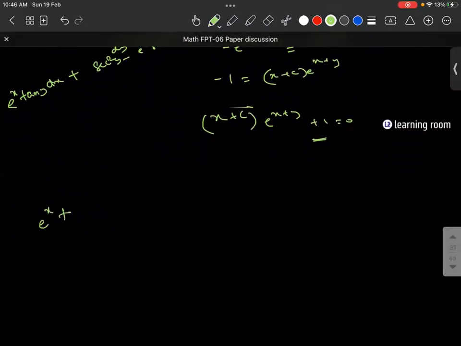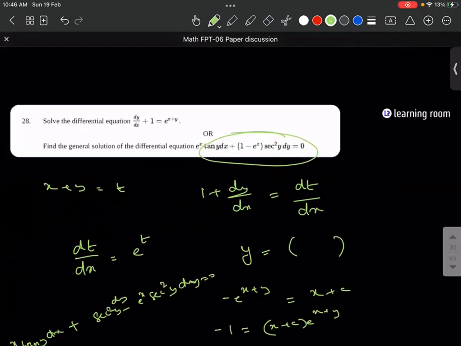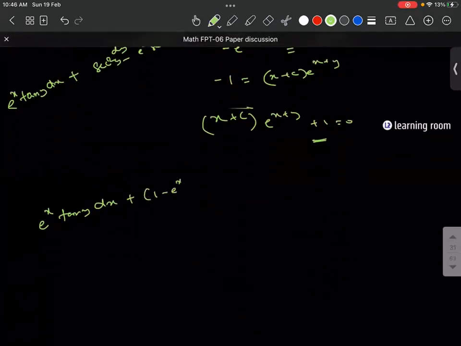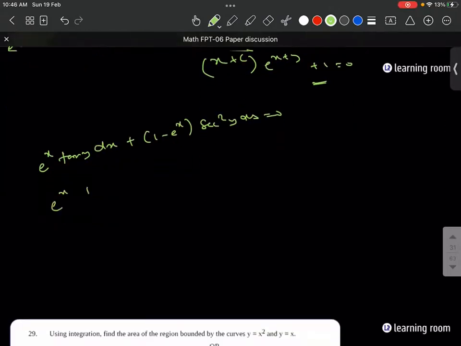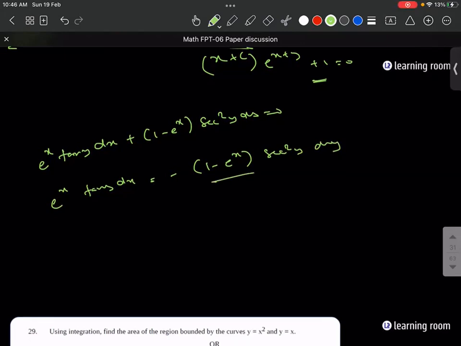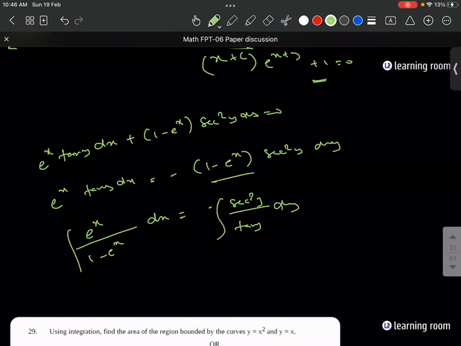So e power x tan y dx plus 1 minus e power x secant square y dy is equal to 0. So e power x tan y dx is equal to negative of 1 minus e power x secant square y dy. So I can take this to the other side. e power x divided by 1 minus e power x into dx is equal to negative of secant square y by tan y into dy. Integrate on both the sides, you should get the answer.